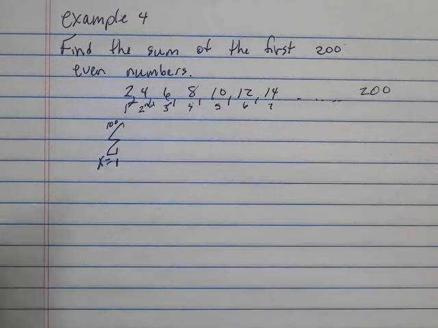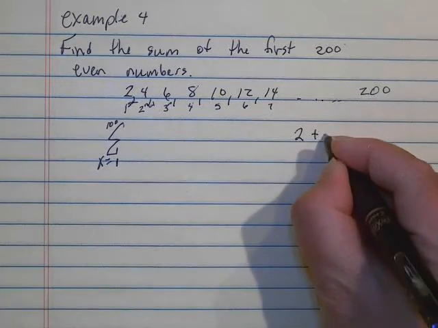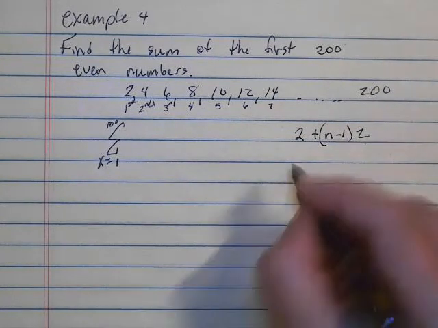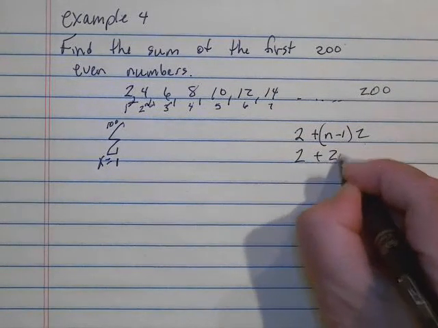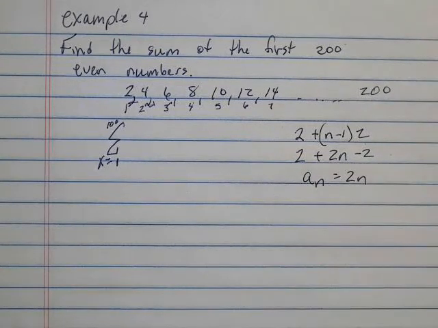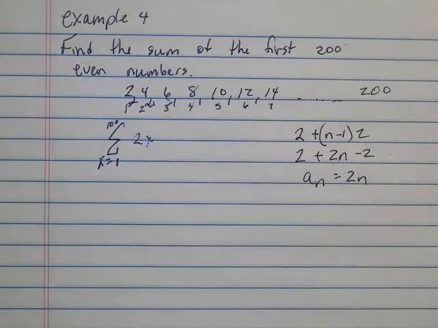So now let's write the rule for this sequence. First term plus n minus 1 times the common difference. So 2 plus 2n minus 2. So the rule in this case is 2n. That makes sense. We're doubling every time. So right here I'm going to write 2x. So let's go type that in our calculator.